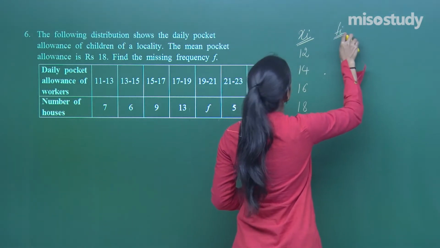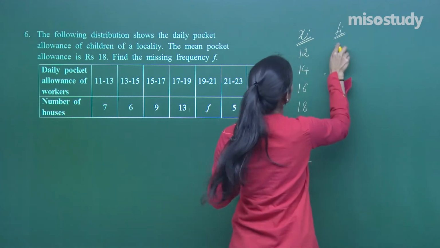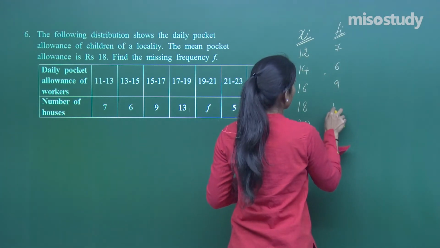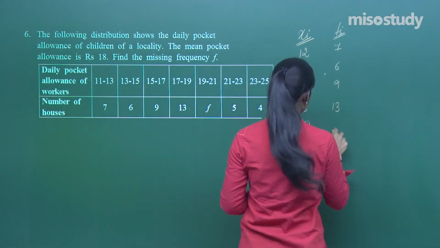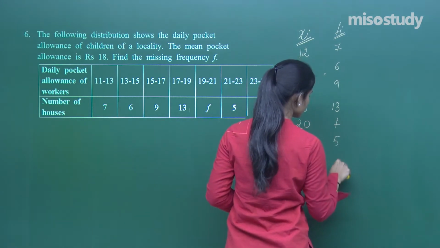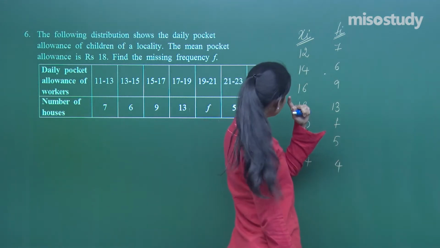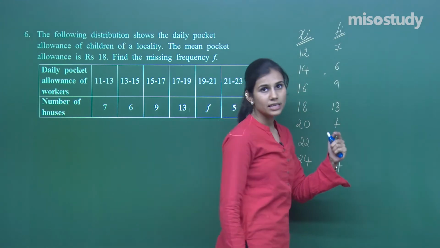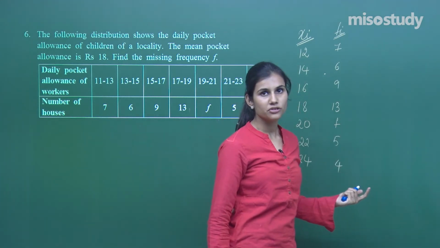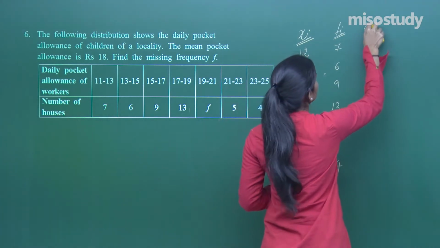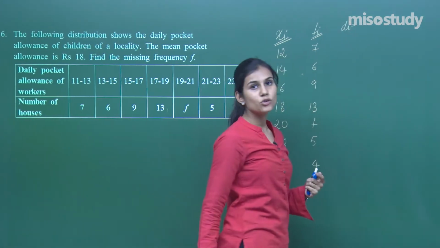And you have fi's, which is 7, 6, 9, 13, f, 5 and 4. Fine. Here again I cannot talk about summation fi xi upon summation fi, which is the direct method of evaluation of mean. So I go by the assumed mean method.